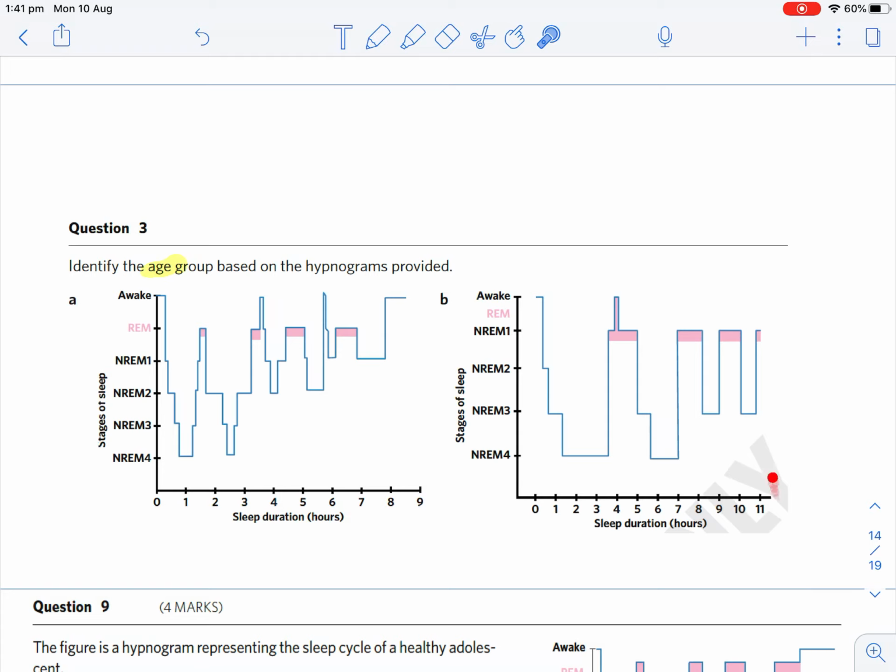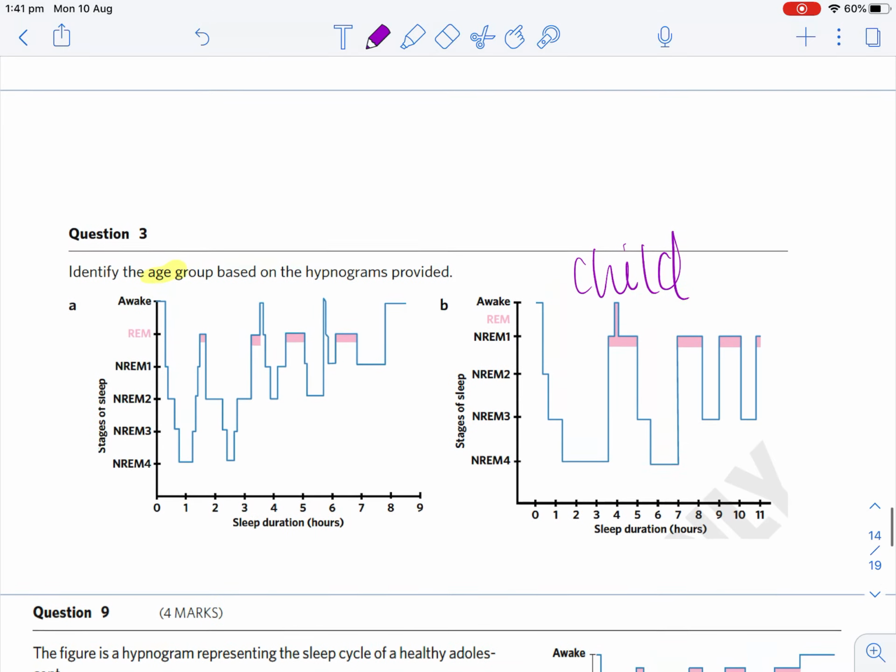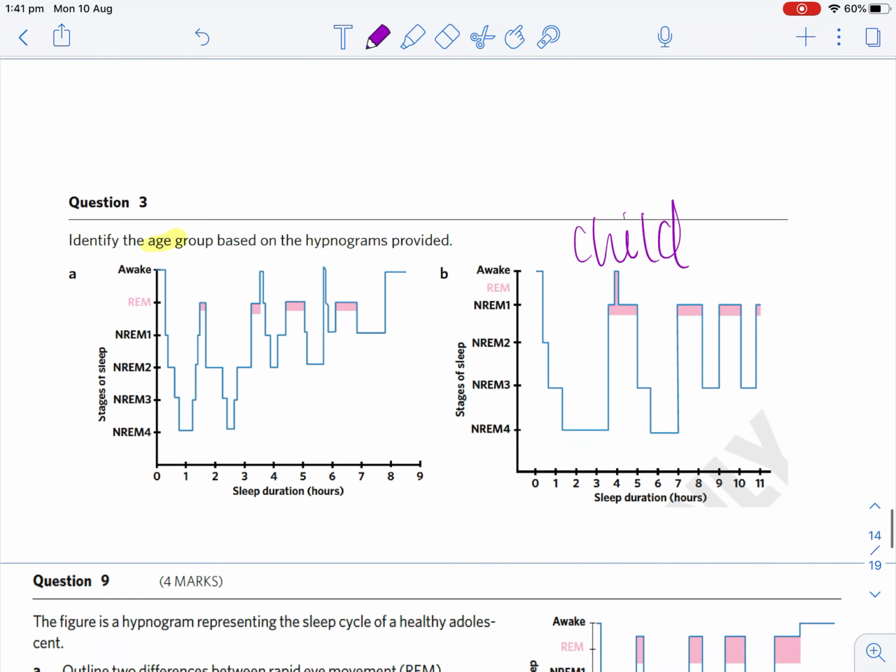Okay, so the fact that this is 11 hours and these long deep sleep periods is going to tell me that graph B is a child. And graph A is going to be an adolescent or an adult. Oh my gosh, I can never spell adolescent. You know I'm not good at spelling.